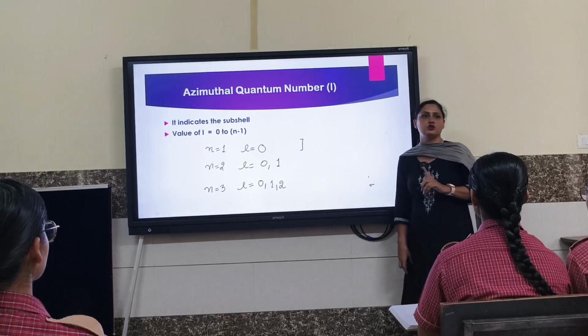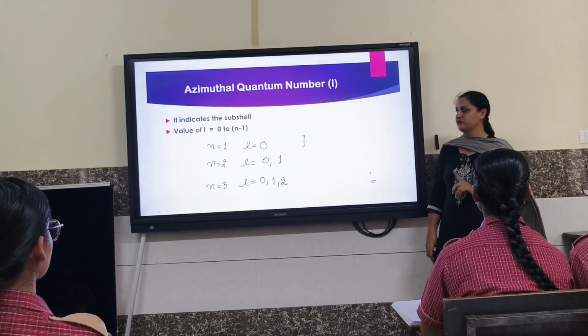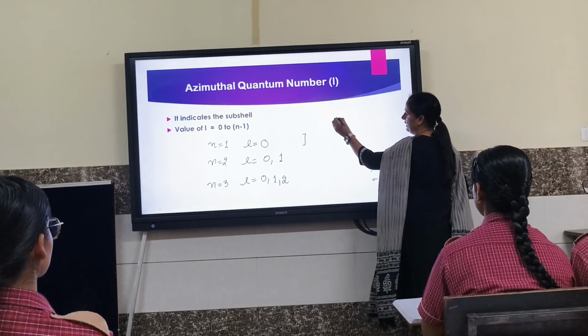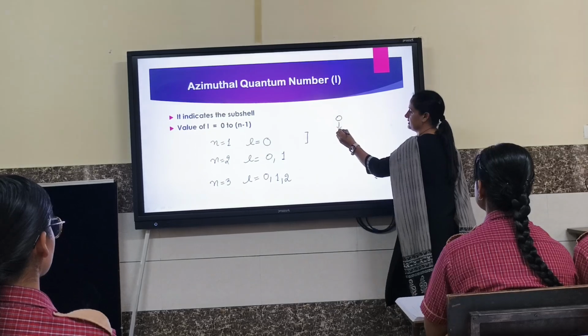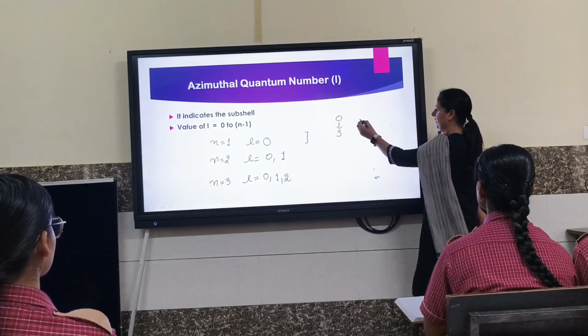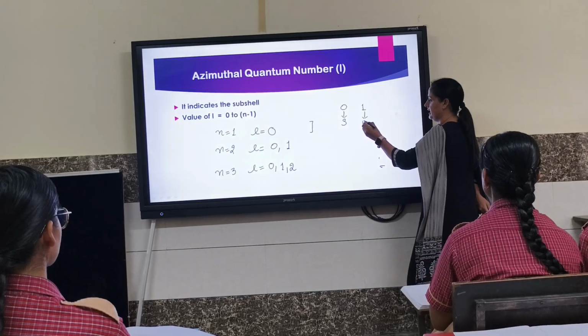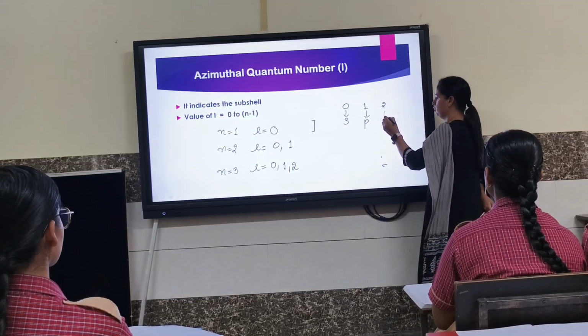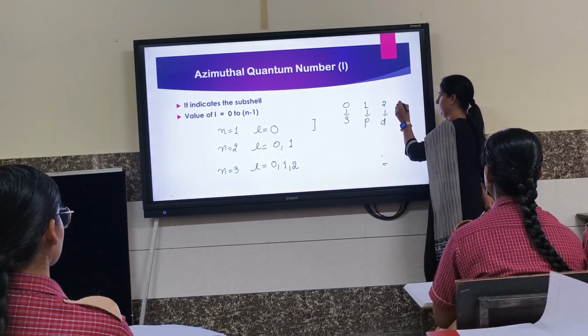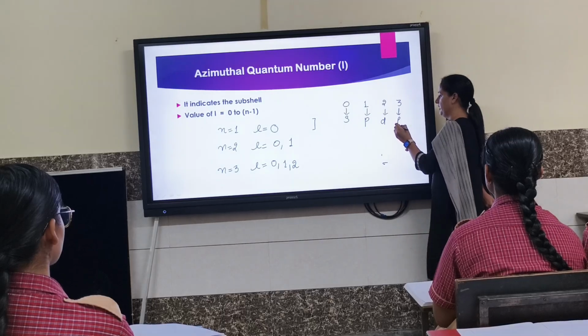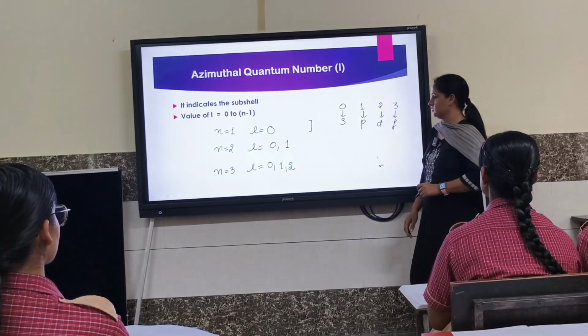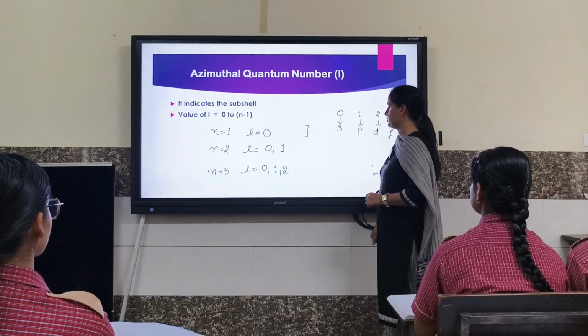Now, one more thing which you need to remember is the designation of subshell. When the value of L is 0, the subshell is designated as S. When the value of L is 1, the subshell is designated as P. When L is 2, it would be D. When L is 3, it would be F. Right? So let's assign the symbols to these subshells.